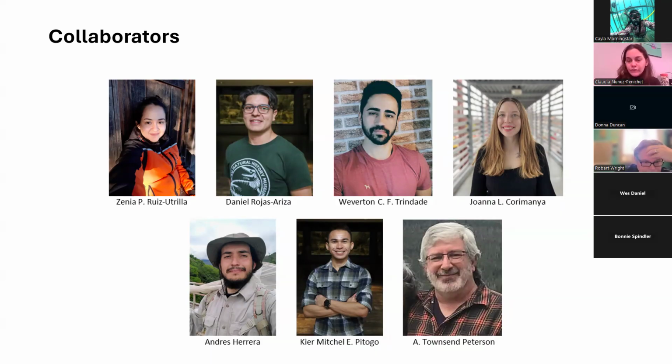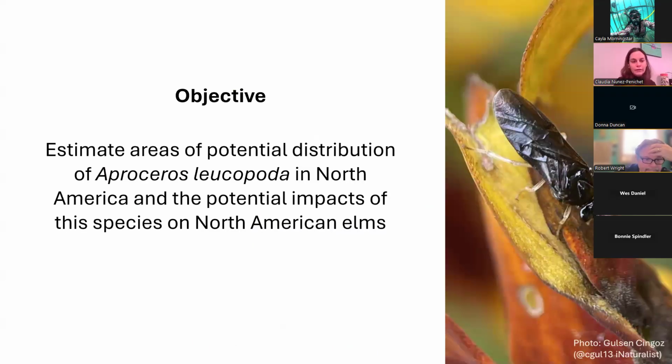So I'm going to show you, first of all, some of the basics behind it. The objective of this research was to estimate the area of potential distribution of the elm zigzag sawfly in North America, but also to have an idea of how this species can have an impact on the elm species in this region.